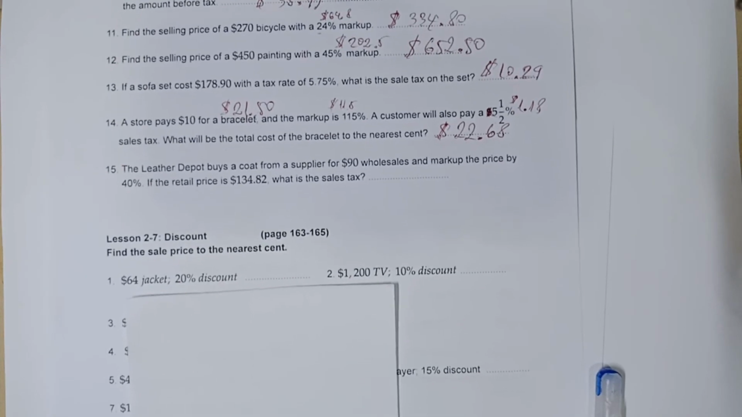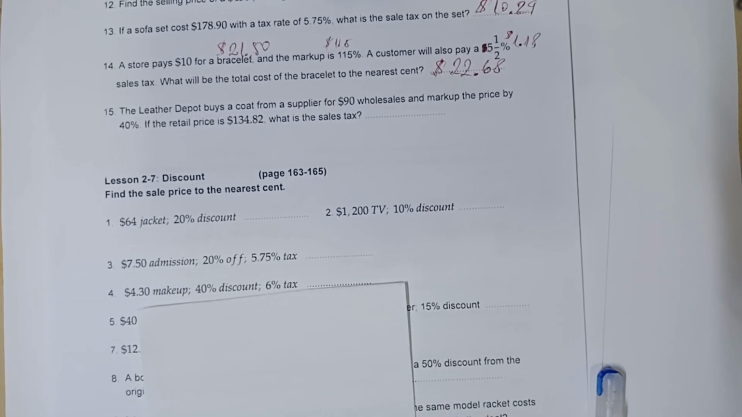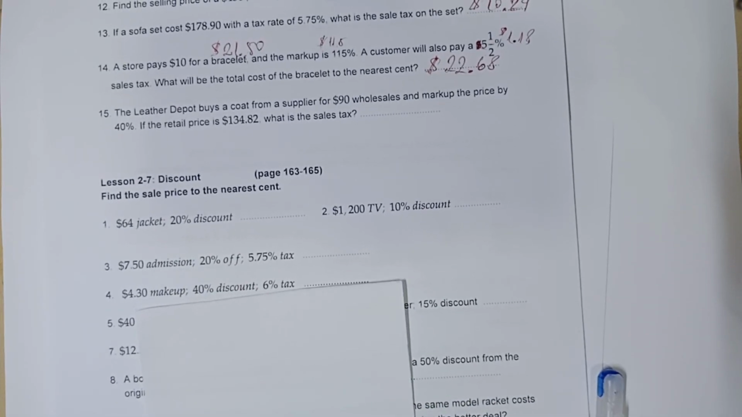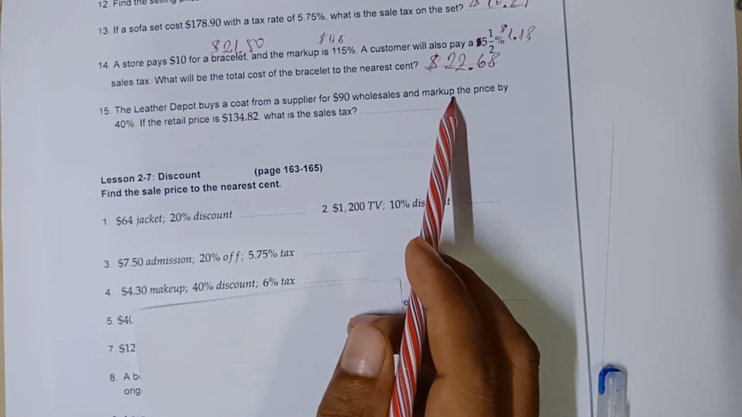Number 15, which is the last section in lesson 2-6. The leather depot buys a coat with a supply for $90 wholesale and marks up the price by 40%. If the retail price is $134.82, what is the sales tax? Right, let's try to find the markup value first.